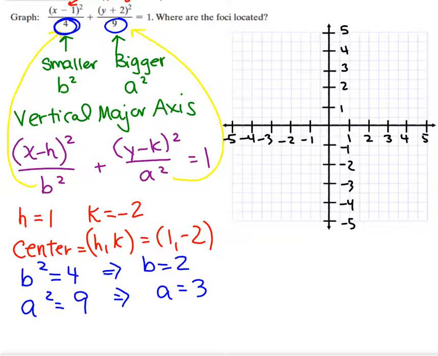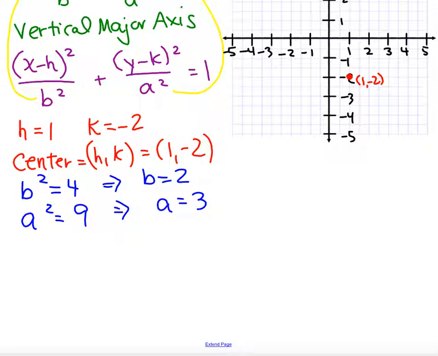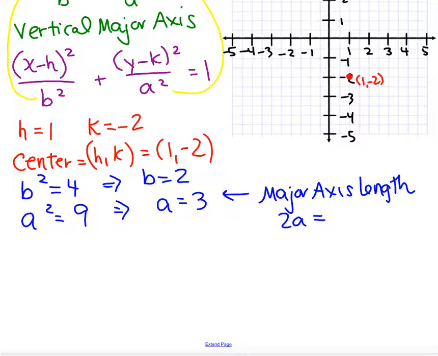When you graph it, start with your center. Your center is over 1, down 2. Then, your major axis length is going to be going vertically. We already said that. My a value is 3, so my major axis length is 2a. So 2 times a is 6.